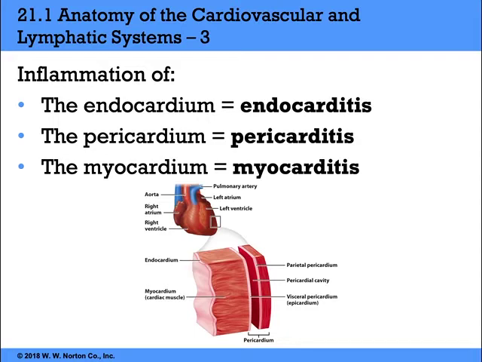An inflammation of any of these linings of the heart ends in itis: endocarditis, an inflammation of the endocardium, pericarditis, an inflammation of the pericardium, and myocarditis, an inflammation of the myocardium.